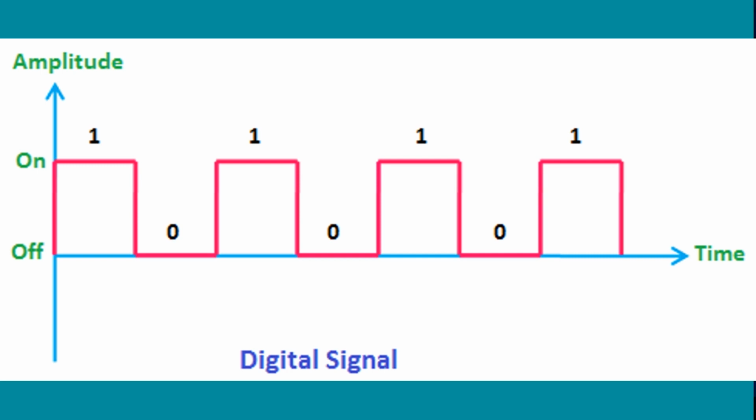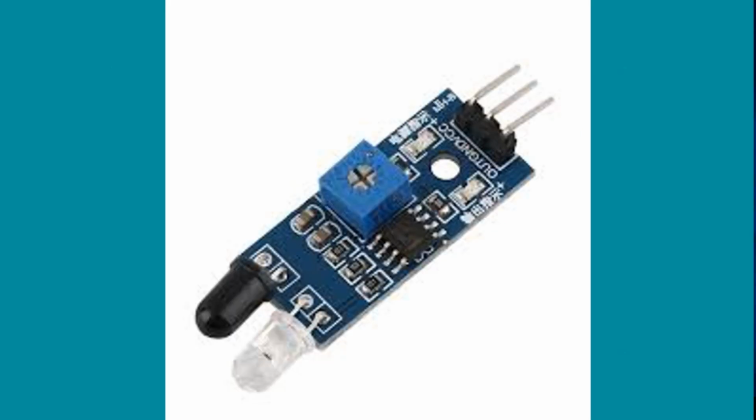In this video, I am going to cover digital input. First, I am going to show you how to read the digital input. To get the digital signal, I will use an IR module because an IR module gives us digital output. Then I will give this output to the Arduino as digital input.